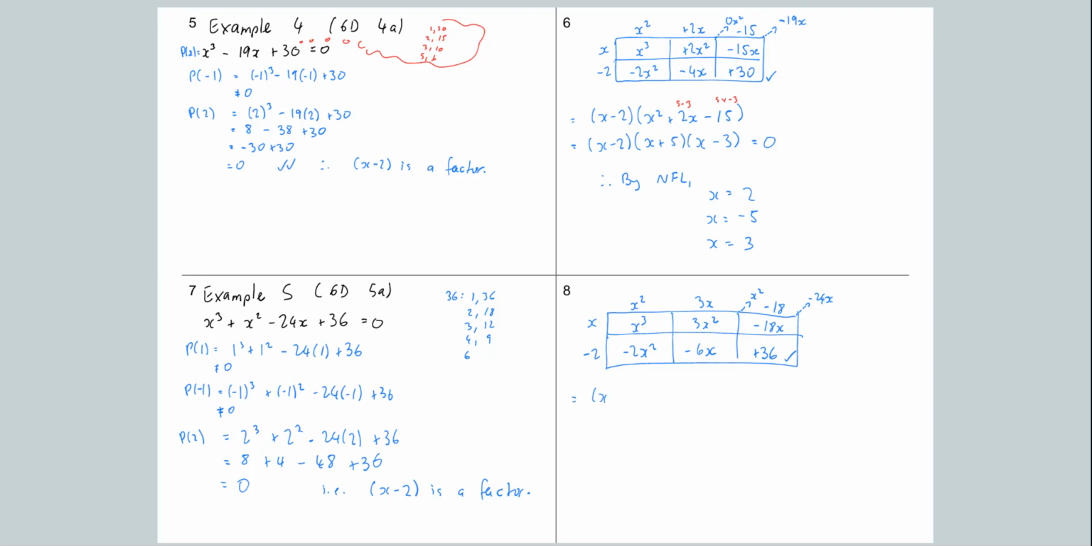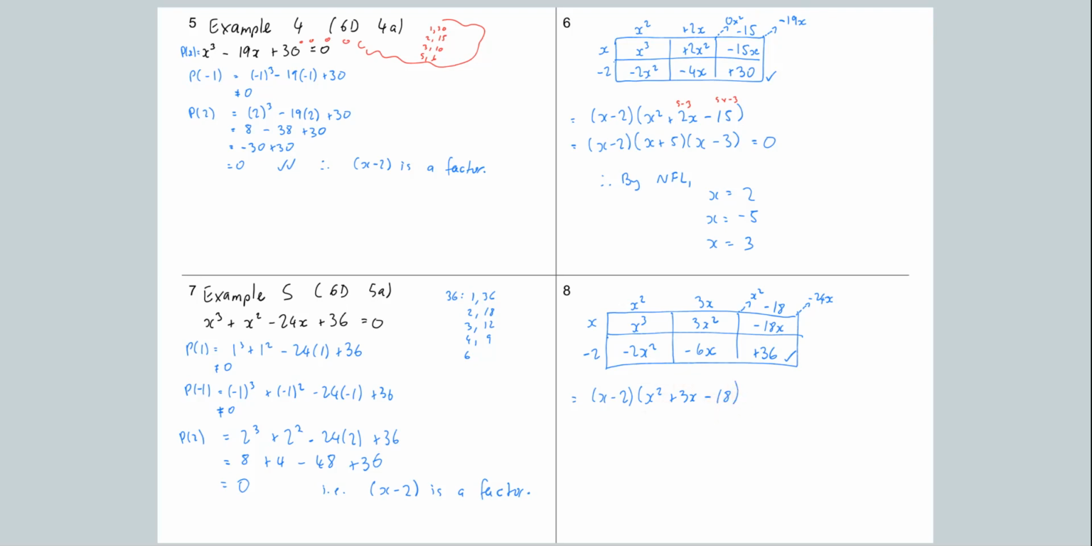And so we've got x minus 2 multiplied by x squared plus 3x minus 18. So we now can do this by inspection. What are the methods we could use for this bit here? We could use completing the square. We could use the quadratic formula. We could use the cross method, box method, or inspection to try and factorize this.